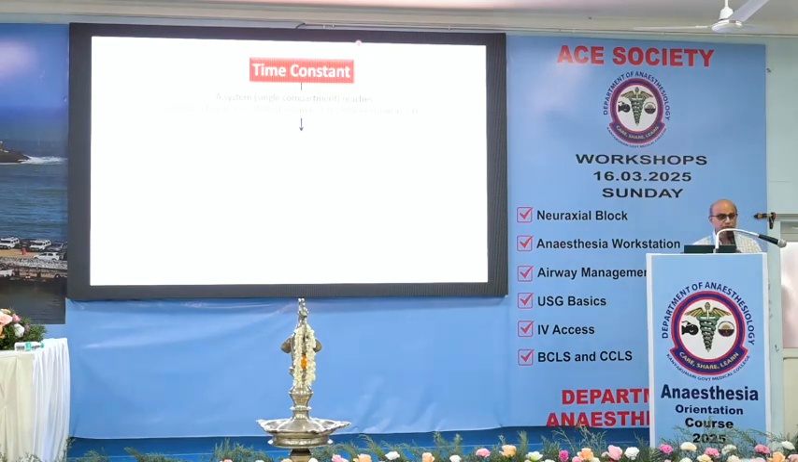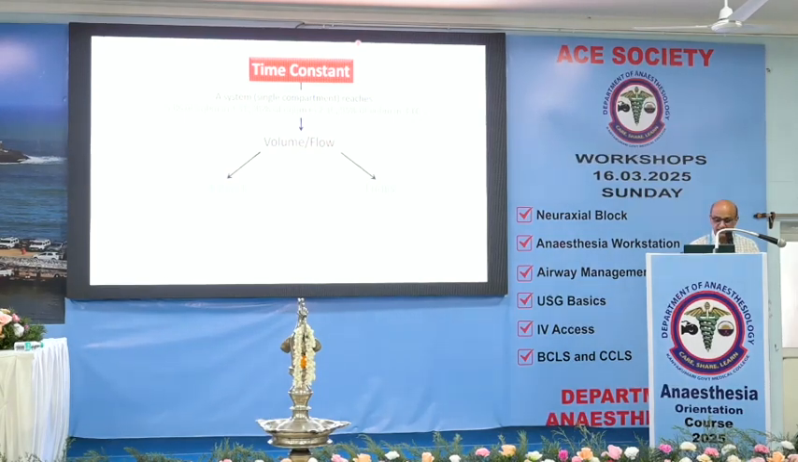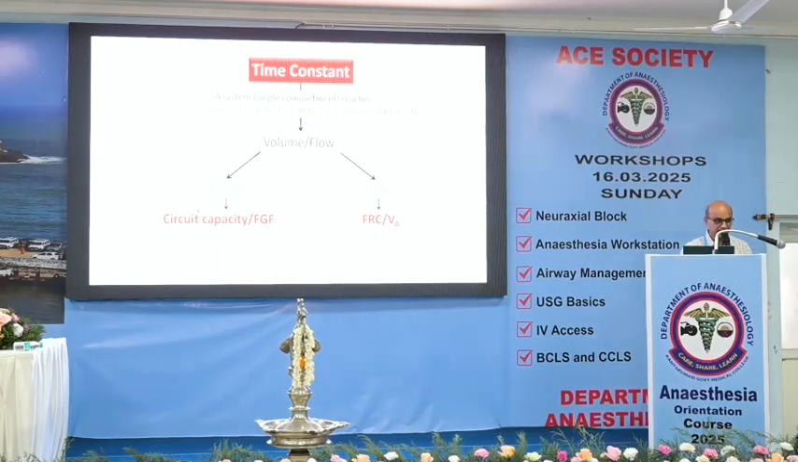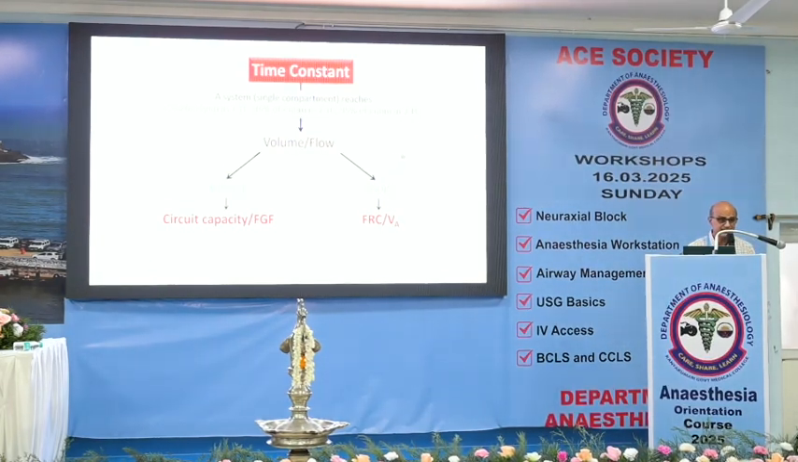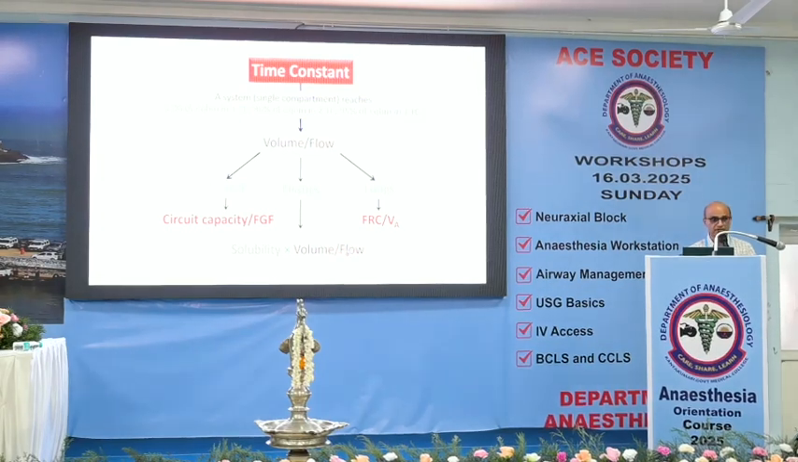So what do these time constants mean? This is basically volume divided by the flow. So the volume can be of the circuit as well as of the lungs. In the circuit it is the circuit capacity, and the flow would be the fresh gas flow, while in lungs it is the FRC or the functional residual capacity, and the flow will be the alveolar ventilation. But the third thing which is important and which you need to understand is the solubility of the gas in the tissues. So time constant would be volume divided by flow, multiplied by solubility of the agent, which will give you the exact time constant required.